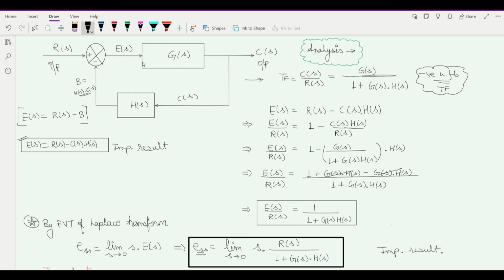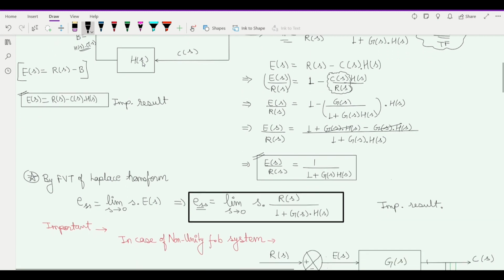Here E(s) equals R(s) minus C(s) into H(s). When you divide it by R(s), E(s) divided by R(s) equals 1 minus C(s) into H(s) divided by R(s). Observe that C(s) divided by R(s) is nothing but our transfer function. When you substitute this value, you get E(s) divided by R(s) equals 1 plus G(s) H(s) minus G(s) H(s), all divided by 1 plus G(s) H(s). These two terms get cancelled. Ultimately we get E(s) divided by R(s) equals 1 divided by 1 plus G(s) into H(s).